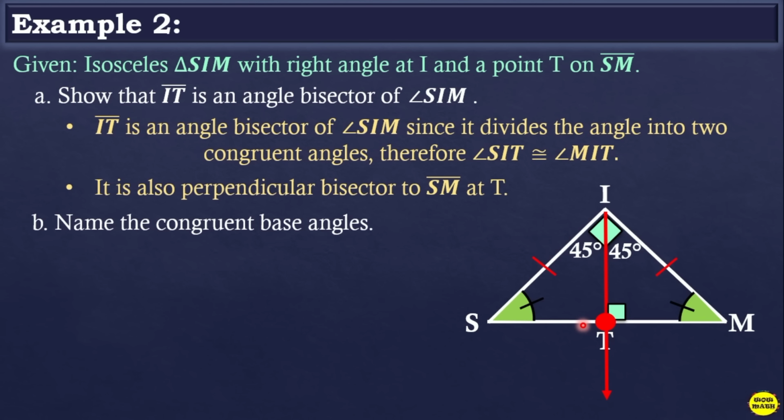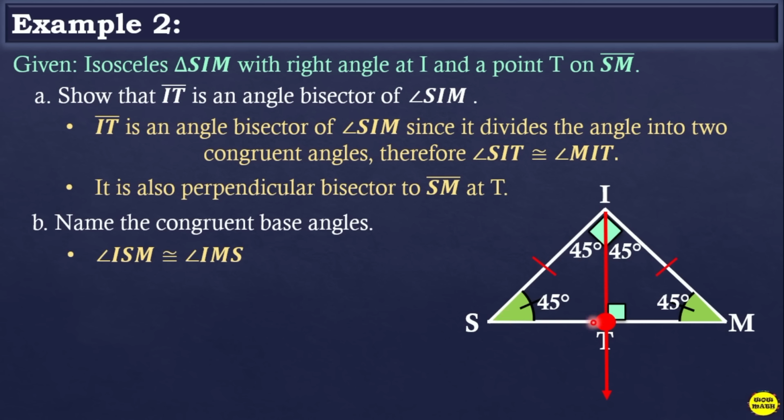So, name the congruent base angles. I mentioned this earlier. What are the base angles that are congruent? We have angle ISM is congruent to angle IMS. So these two angles are congruent. How did we get that this is 45? Since this is 90, since that is 90 on both, 90 plus 45, that is 135.